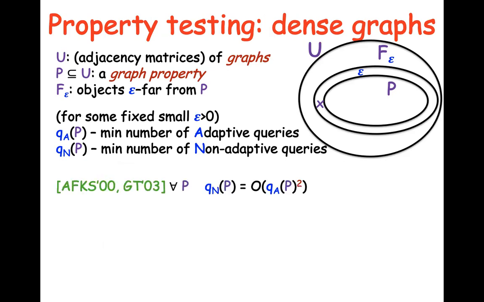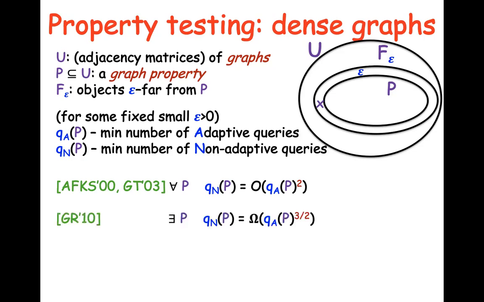And maybe surprisingly, Alon et al., and then more precisely, Goldreich and Wigderson, showed that the gap is at most quadratic. It, of course, can be exponential in some settings, but here it's at most quadratic, namely, any adaptive algorithm with Q queries can be simulated by a non-adaptive one with at most Q squared queries. And the question since then was, how tight is this upper bound? Can it be improved or is it tight?